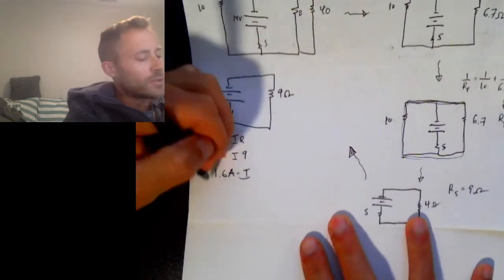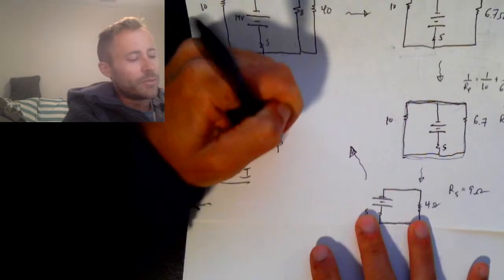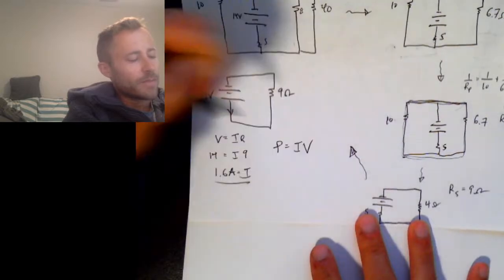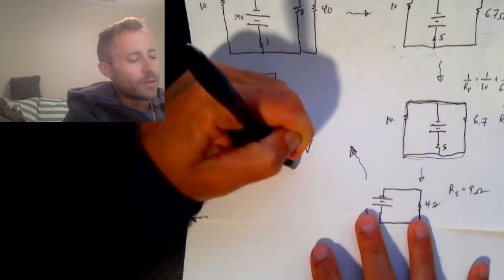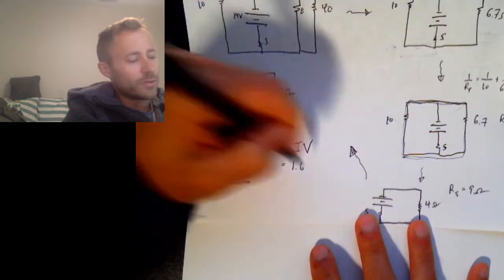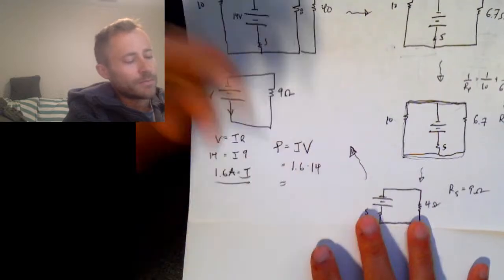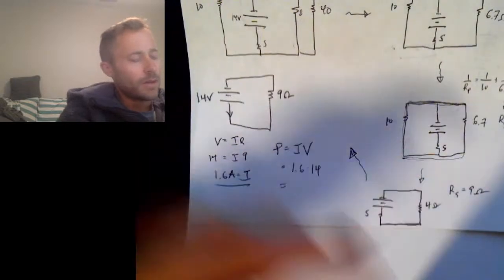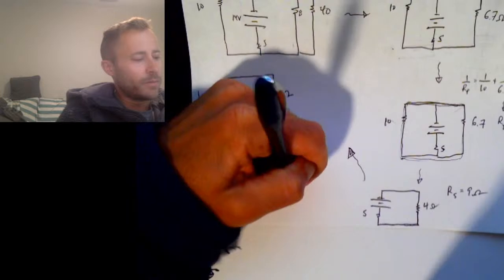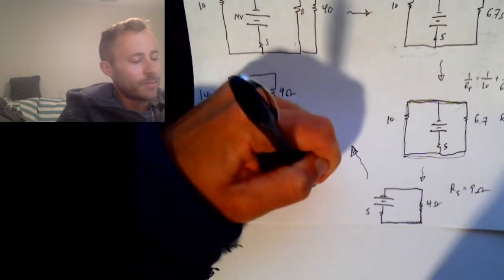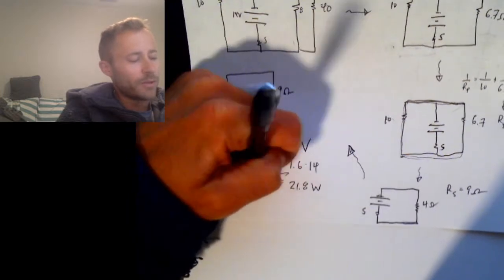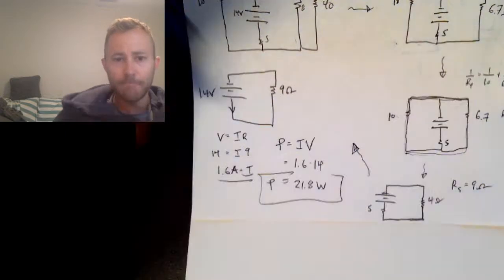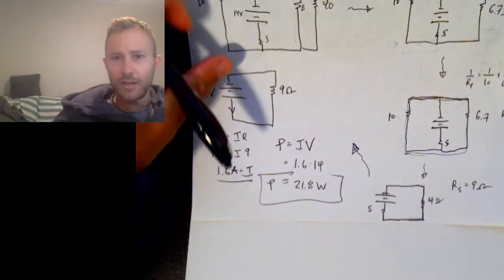So we have 1.6 amps. Then we use P equals IV. Current is 1.6. The voltage is 14 volts. And we get 21.8 watts is the power output of the batteries. All right, so that is my lesson for today, and I will see you in the Zoom room.